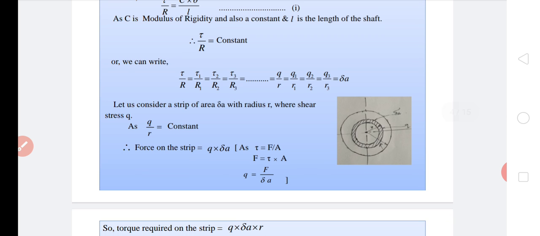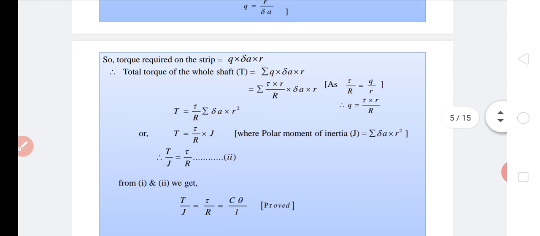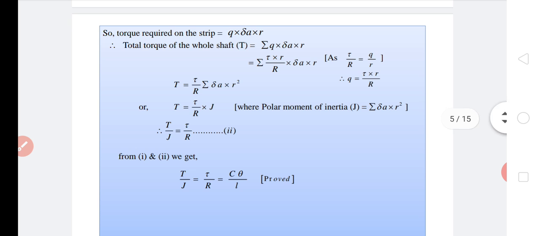We know stress equals internal resistive force per unit area. So F equals tau into A. Similarly, q equals F by del A. So the force on the strip is q into del A. So the torque required on the strip is q into del A into r. So the total torque of the whole shaft, T, equals summation of q into del A into r. In this position, we can also integrate.